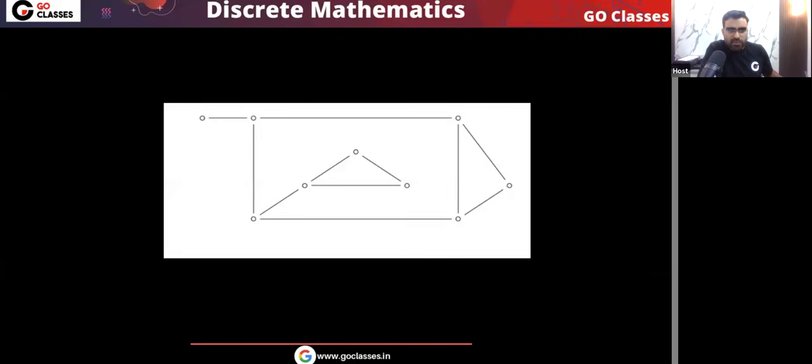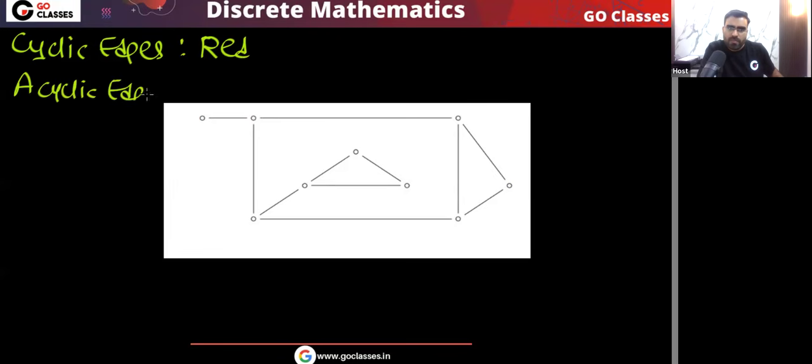In this diagram also, tell me what the cyclic edges are and what the acyclic edges are. Let me draw the cyclic edges in red and the acyclic edges in blue. Cyclic edges are those which are part of some simple cycle. For example, this is a simple cycle, so these are cyclic edges. This is another simple cycle, so these are cyclic too. These are the cyclic edges.